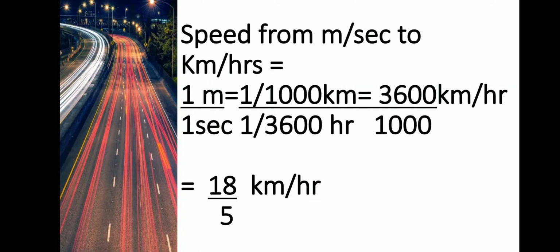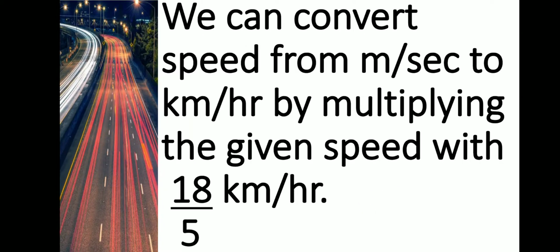Now let us see conversion of speed from meter per second to kilometer per hour. 1 meter per second equals 1 by 1000 kilometer divided by 1 by 3600 hour, and that comes to 18 by 5 kilometer per hour. When speed in meter per second is converted to kilometer per hour, we multiply the given speed by 18 by 5.